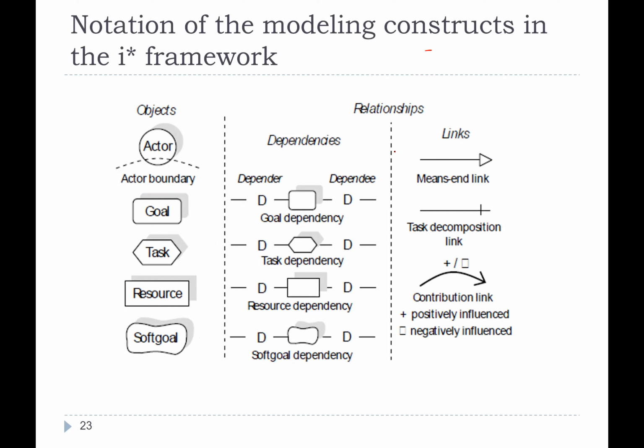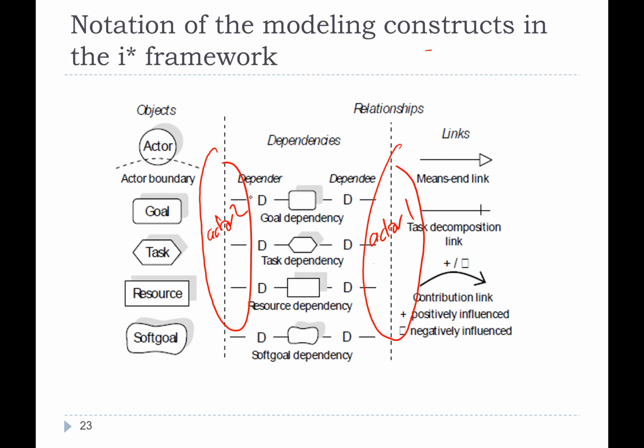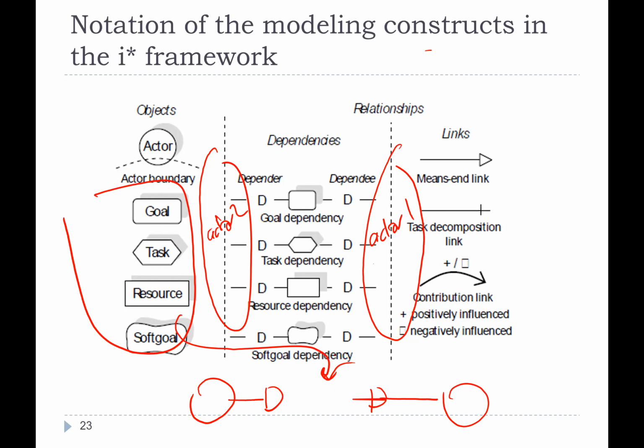All right, now on this side would be actor 1, and on this side would be actor 2. The proper notation for it would be, I'll put down the actor as a circle, and then a line with the letter D, and in the middle I put whatever object I wanted from here. For example, let's say we have a task. So this is my task. That means that actor 1 depends on actor 2 in order to perform that particular task.